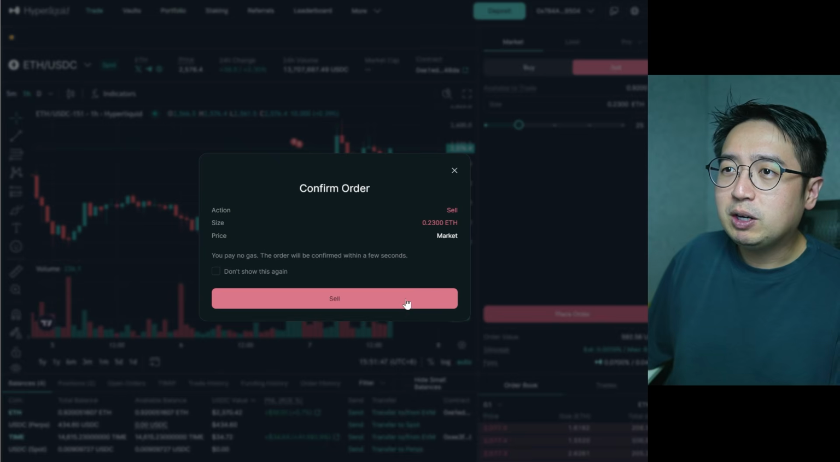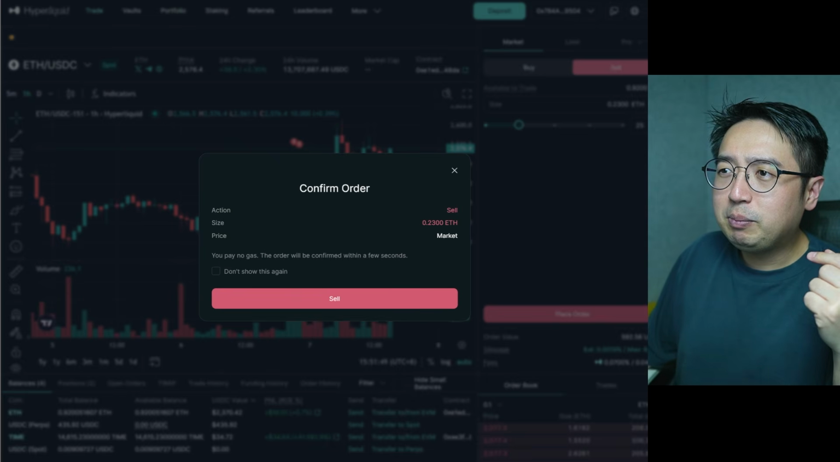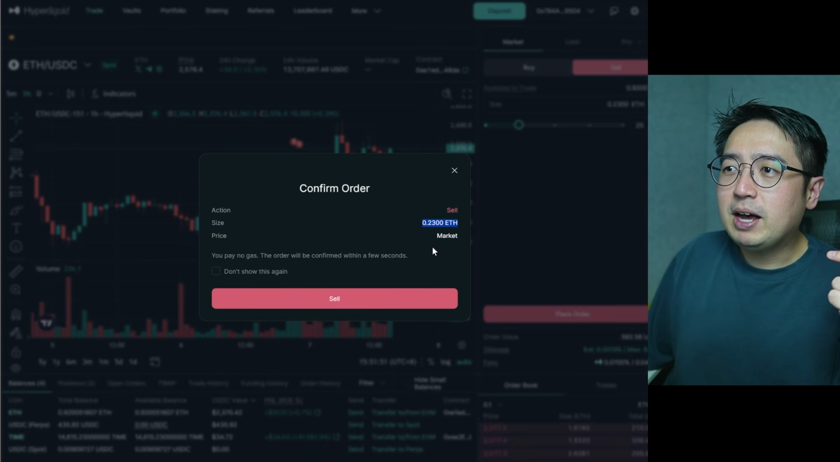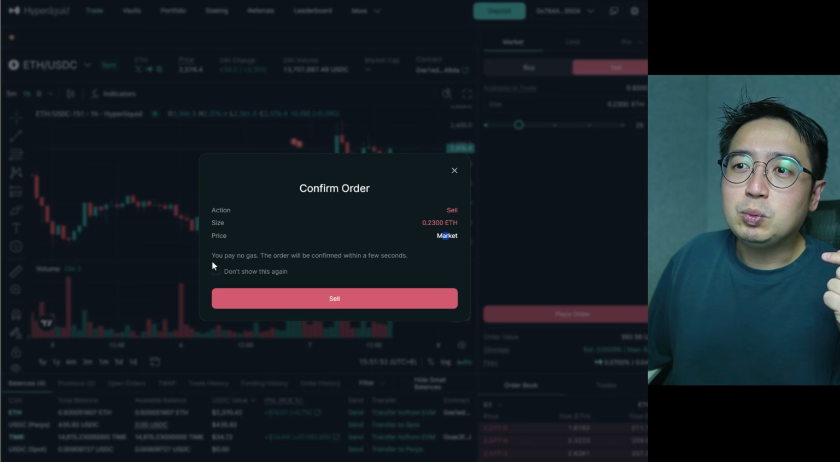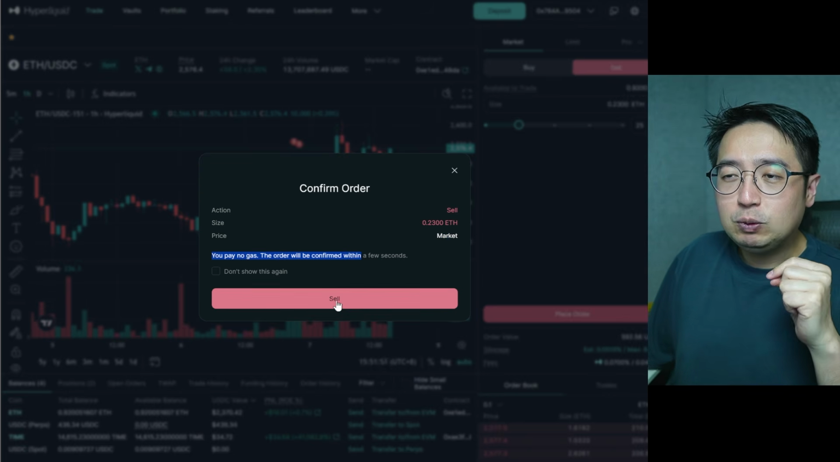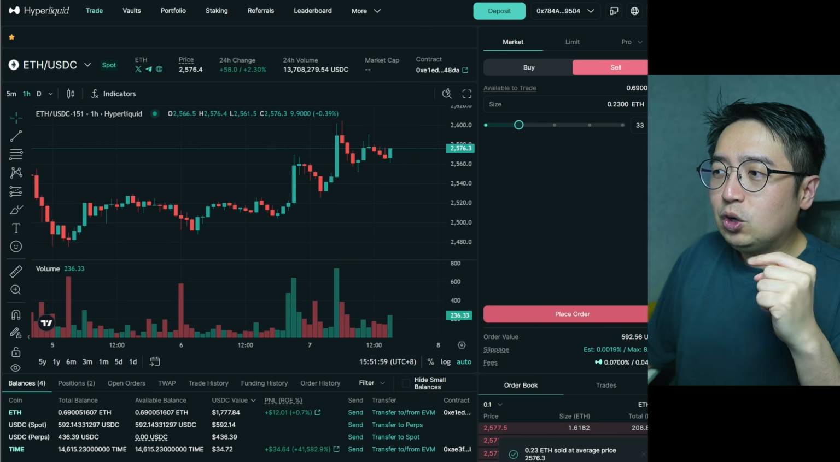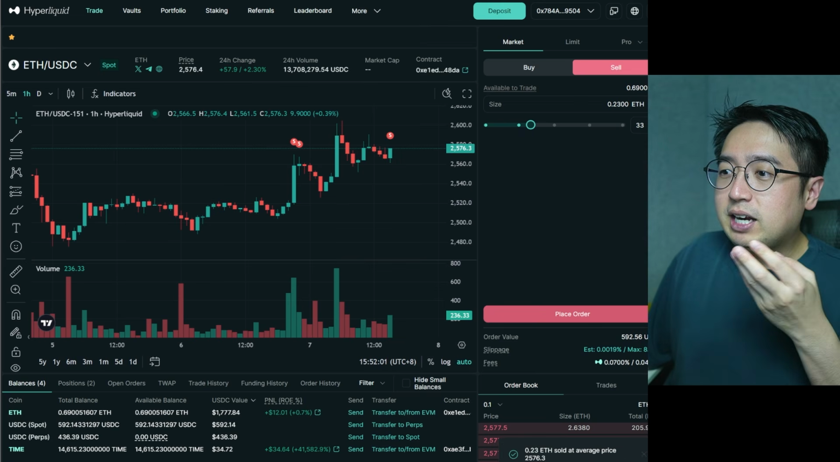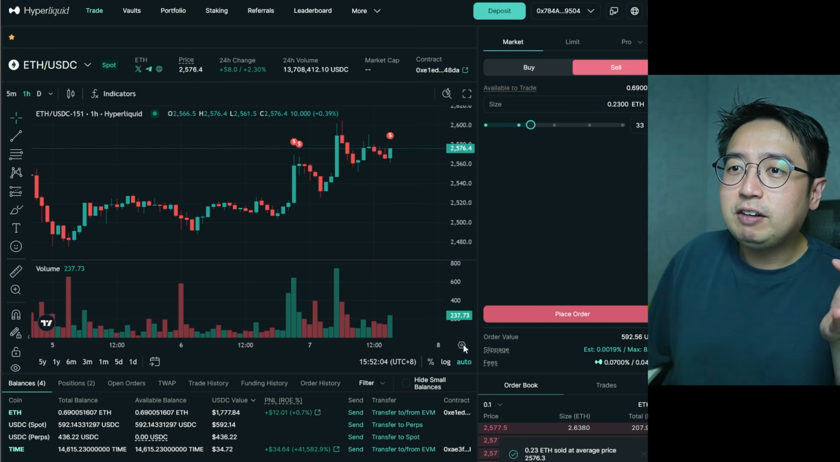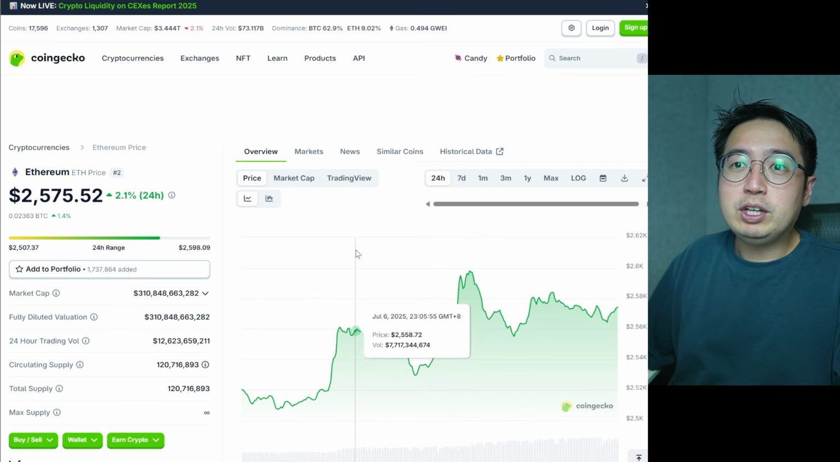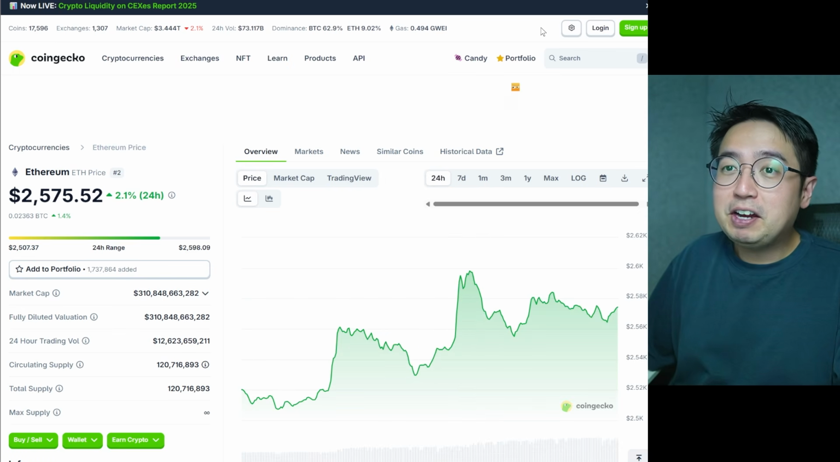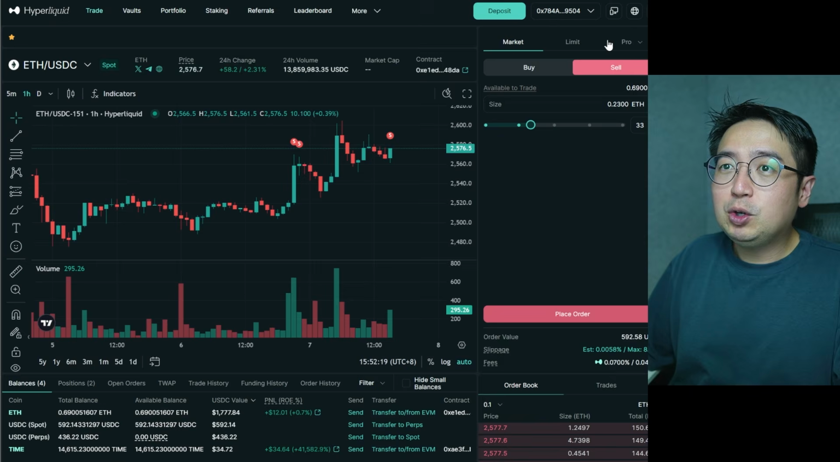I'm going to place my order. This is the confirmation page. We are selling the amount at the market price. We are going to pay no gas. The order will be confirmed within a few seconds. I'm going to hit sell. Order submitted at the bottom right, and it's sold at an average of 25.76. And if we look at CoinGecko, that is a very fair price, so no problem there.